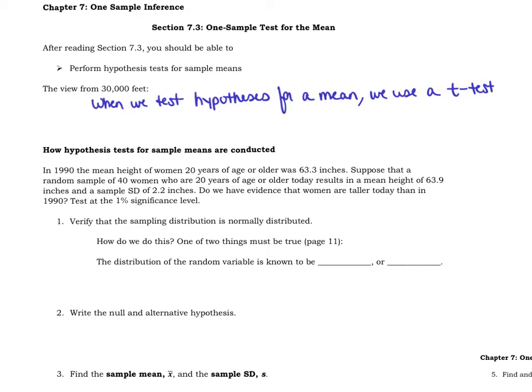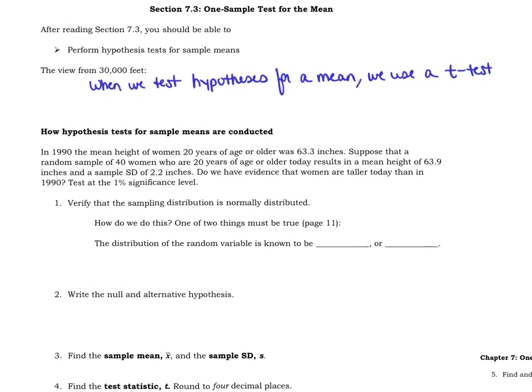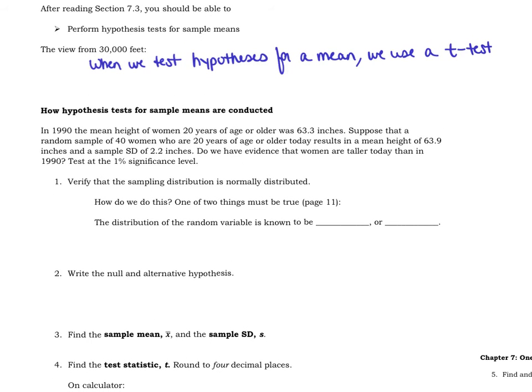So the first thing we need to do is make sure the sampling distribution is normally distributed. We talked about this back in chapter 6. Two things have to be true. We either must know that the random variable is already known to be normally distributed, or we have to know that the sample size is greater than or equal to 30. In this case, we have the sample size greater than or equal to 30, so we can perform a t-test.